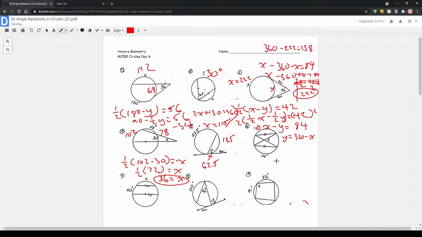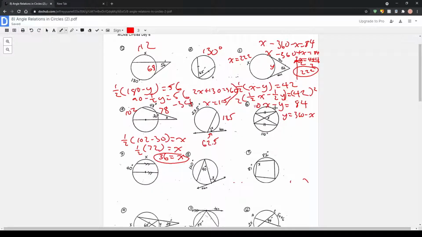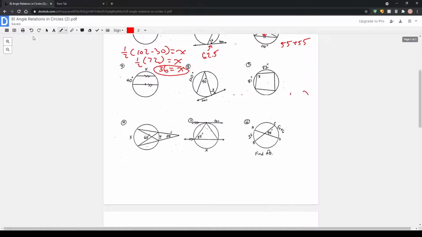Okay, so these will both be 110. And then once you have that, you take 55 plus 55 using that theorem, and you get 110 as this angle here. You can then use the supplementary theorem to say that 110 plus x equals 180, and that x will equal 70. So that's for number 6. Let's go to number 7.